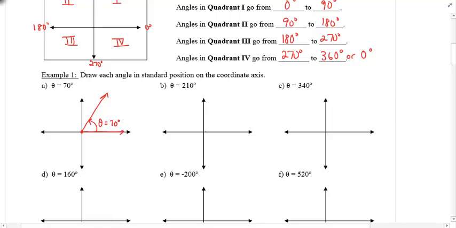210 is the one for B. Once again, start at the initial arm, and let's rotate 90, 180, and let's go just a little bit more. Oh yeah, looking good. Theta in this case is 210. Okay, I've shown you 2 examples. It's time for you to try the next few on your own. So please pause the video, go ahead and try them, and when you're done, press play and let's check your answers.